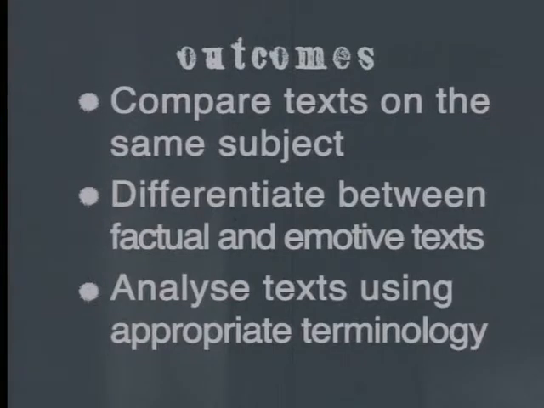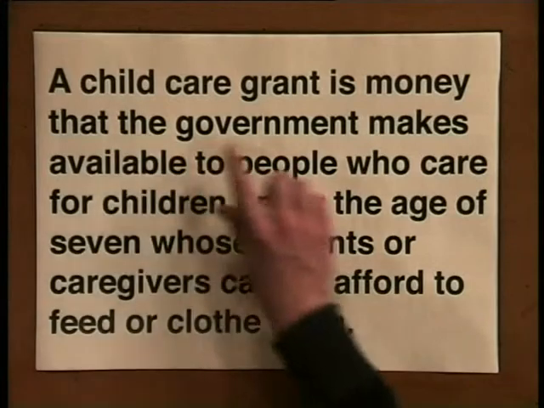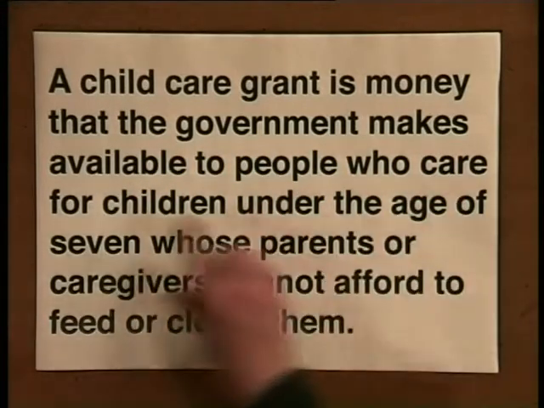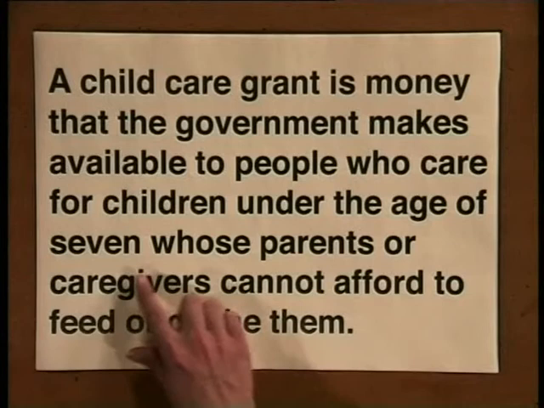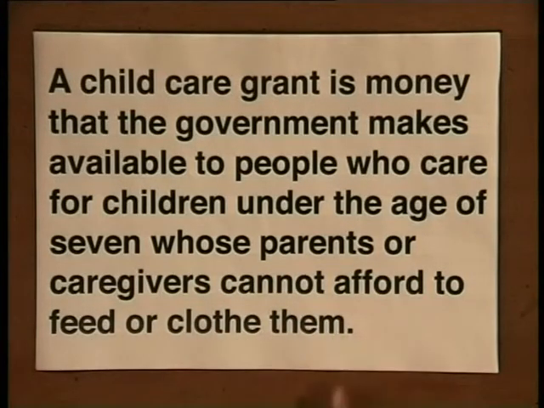By the end of this lesson, you will be able to compare texts on the same subject, differentiate between factual and emotional texts, and analyze texts using the appropriate terminology. Before we examine the articles, it's important that you understand what a child care grant is. A child care grant is money that the government makes available to people who care for children under the age of 7, whose parents or caregivers cannot afford to feed or clothe them.